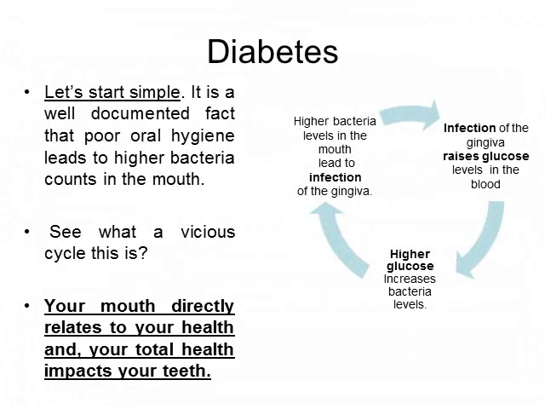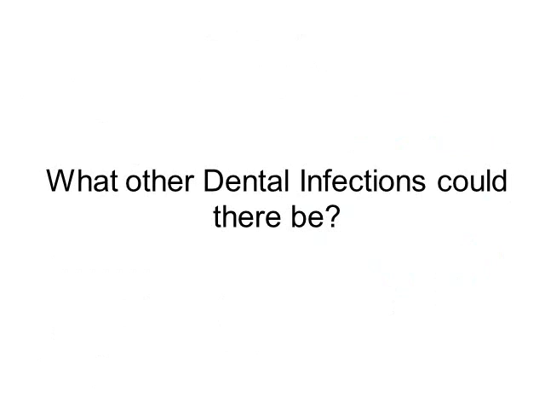When we look at something like that gum infection, it's a well-documented fact that poor oral hygiene will lead to a higher bacteria count in the mouth. The higher bacteria count will raise the glucose level in the blood. The elevated glucose will increase bacteria levels, so you see that it's a vicious cycle. Your mouth directly relates to your health, and your total health impacts your teeth. So what other dental infections could there be that could affect our diabetic dental patient?